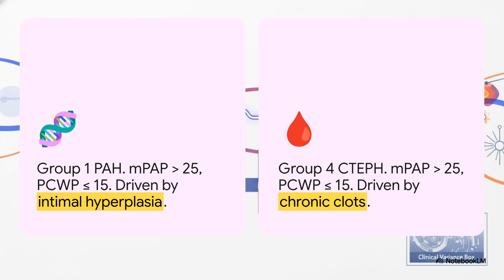Group 4, on the other hand, is driven by chronic thromboembolic disease. In this case, recurrent, unresolved pulmonary emboli have physically scarred and narrowed the vascular bed over time. But notice they share the exact same precapillary hemodynamic signature. The right ventricle is struggling against massive resistance, but the left heart remains completely shielded.